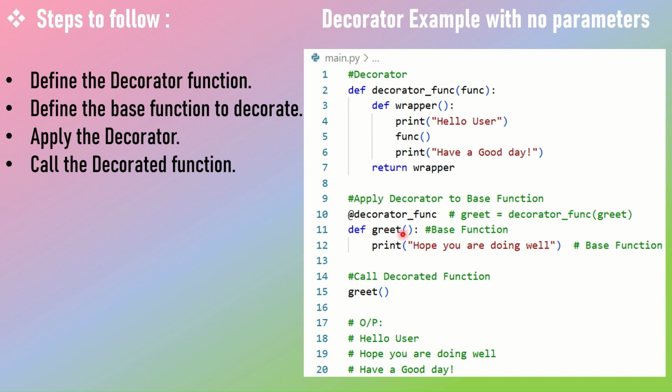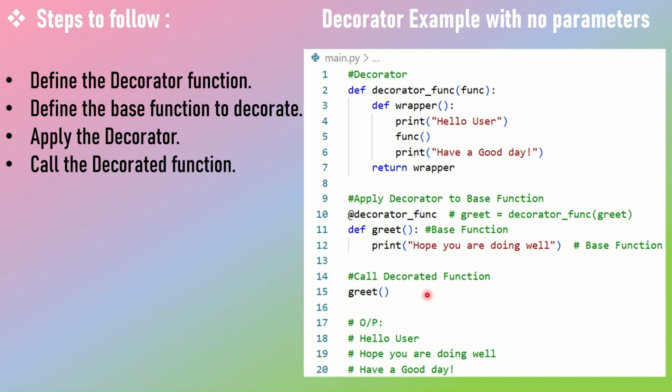Where we need to apply the decorator means above the base function, by giving the @ symbol before the decorator function name. So we have the decorator function name as decorator_function. To this function, we apply the @ symbol, and like this, we apply the decorator to this base function. And finally, we need to call the decorated function.